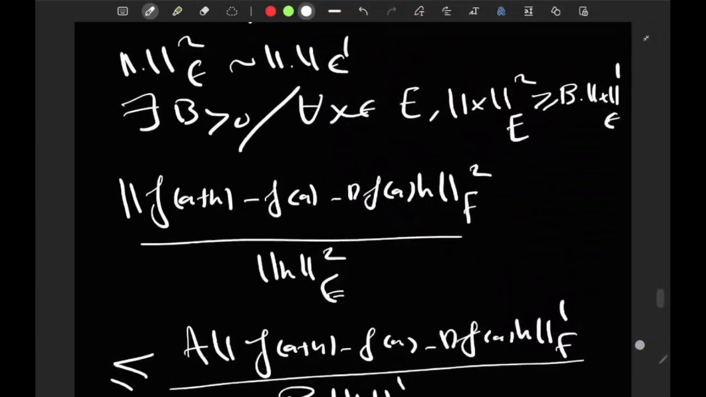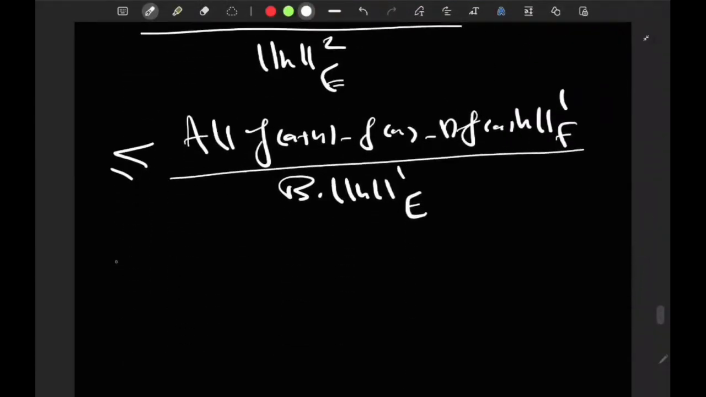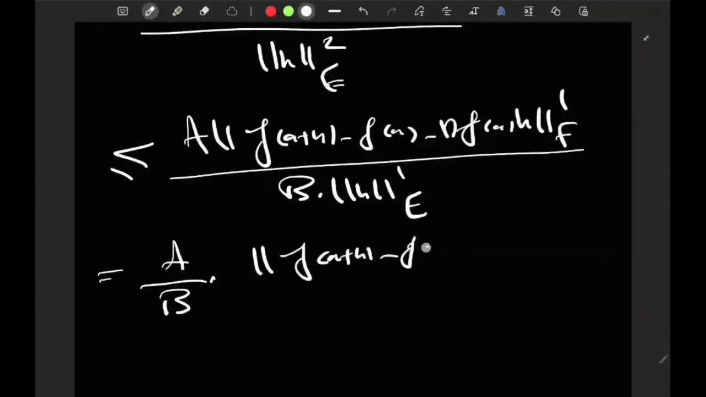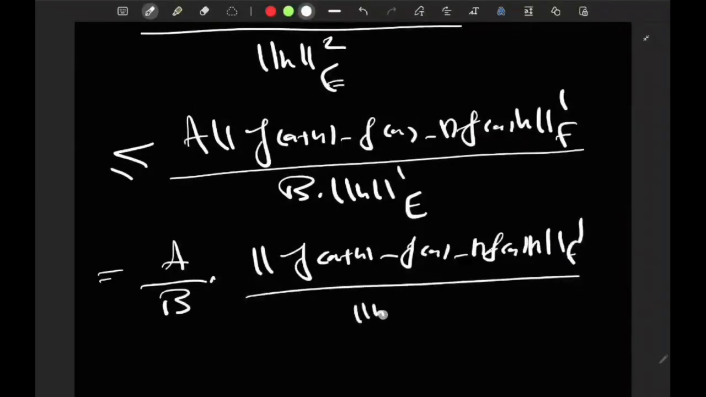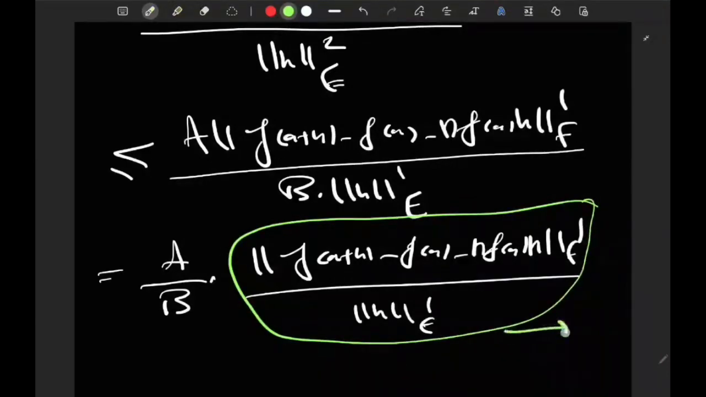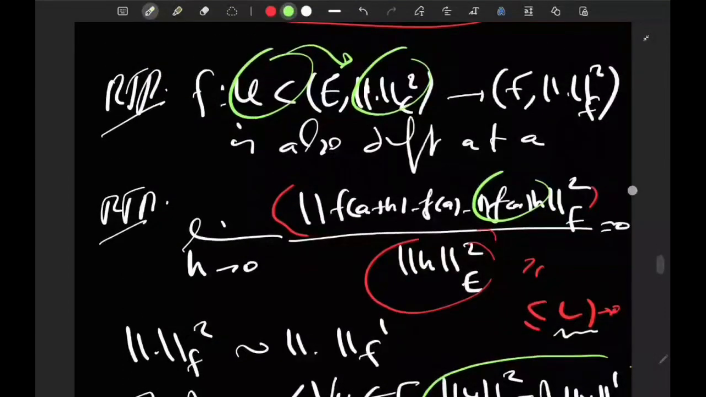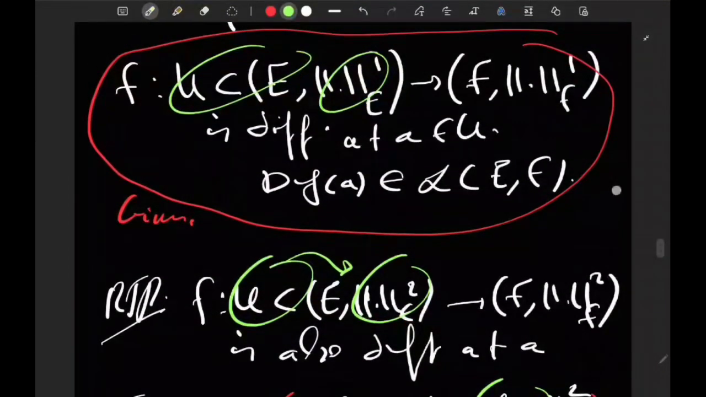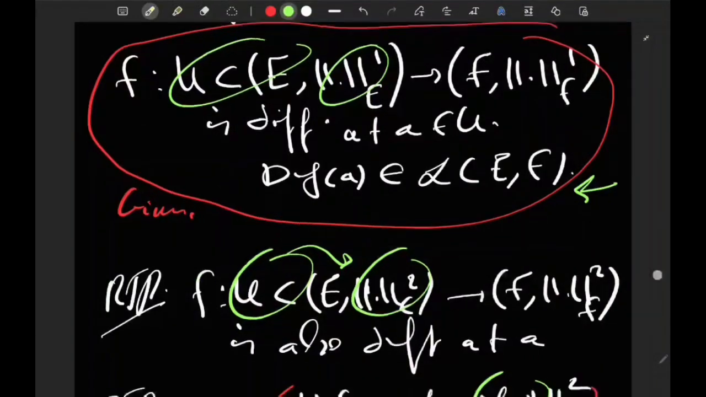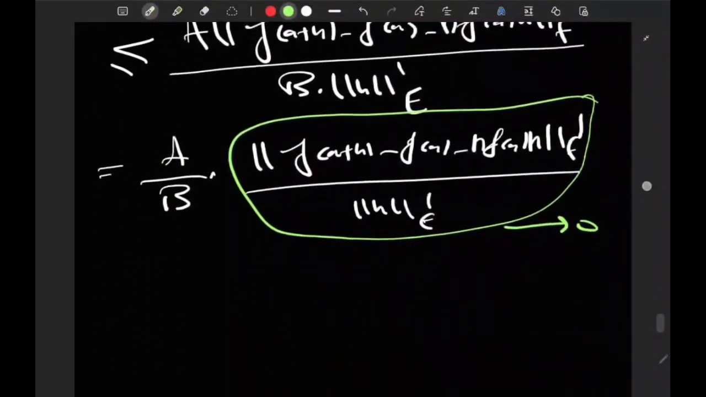Which is of course a over b times this fraction, f of a plus h minus f of a minus df of a h in F1 over h in E1. And I know that this quantity goes to 0 by the very definition of the derivative. This is the same thing we wrote at the beginning. Anyway, this is what we were given. We didn't write it explicitly, but this is exactly what it means for f to be differentiable with respect to these two norms and its derivative to be df of a. So this thing goes to 0, and this thing is a constant, so the entire thing goes to 0.